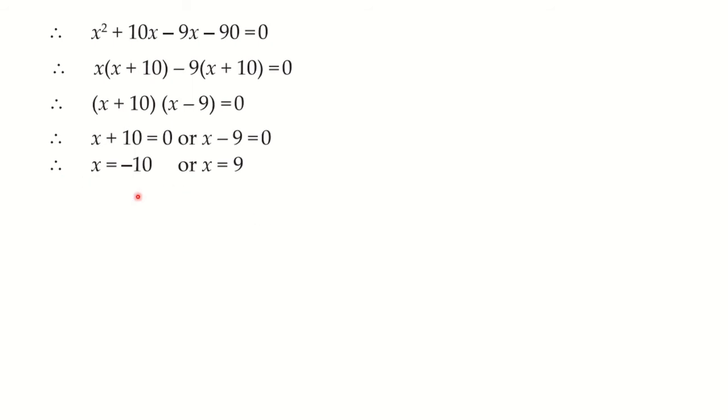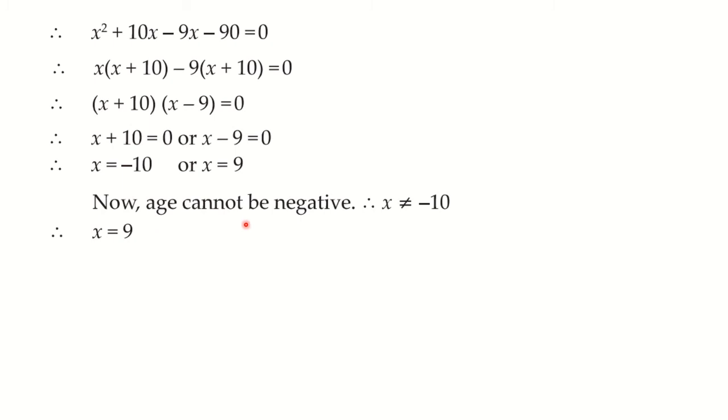We have to check for both that both the values are acceptable, or we need to deny any value, or we need to discard any value. So this is an age related problem. So age cannot be negative, and therefore x cannot be equal to minus 10. So x should be positive. So x is equal to 9. So write down the reason here. Age cannot be negative, and therefore x cannot be equal to minus 10, and therefore value of x is 9.